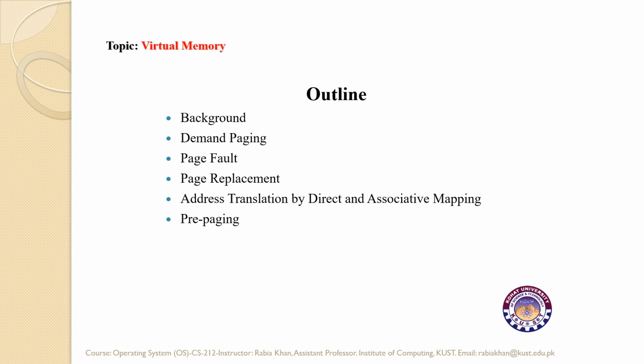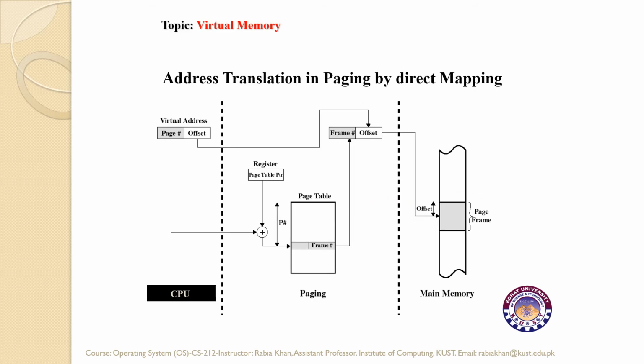Next topic of discussion is address translation by direct and associative mapping. We are finished with the page replacement algorithm. So now we are coming towards the address translations. There are three mechanisms for address translation, and the first one we are going to discuss is the direct mapping.